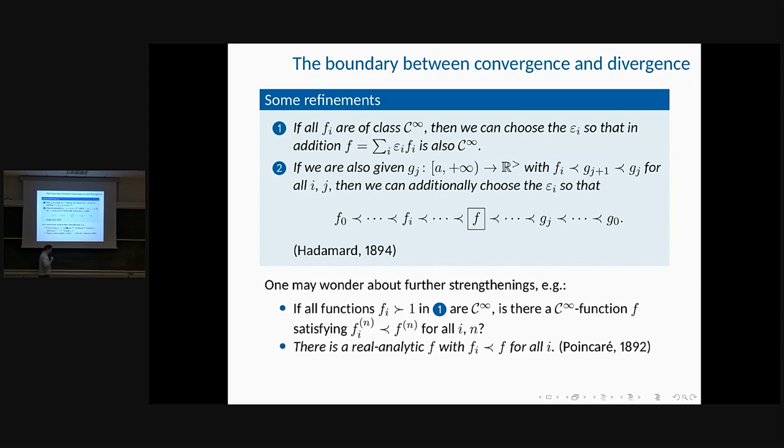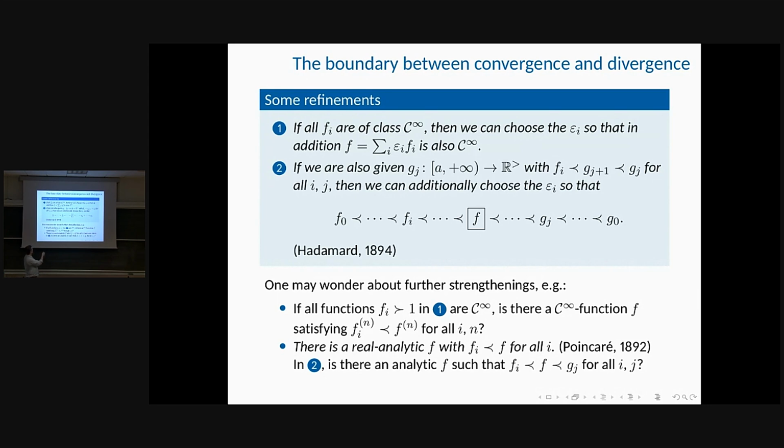Another question is, of course, can you strengthen this not just to C infinity, but also to analytic? And the answer is yes, at least in the first case. So this was shown by Poincaré. You can always choose this f in this first situation to be analytic. So you can find analytic functions that grow extremely fast. These f_i's could be the iterates of the exponential function, so you get extremely fast growing analytic functions.